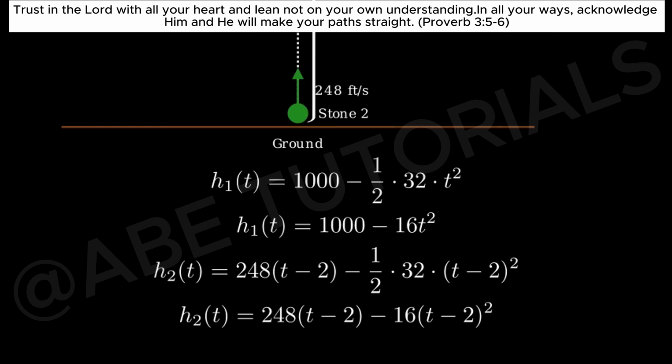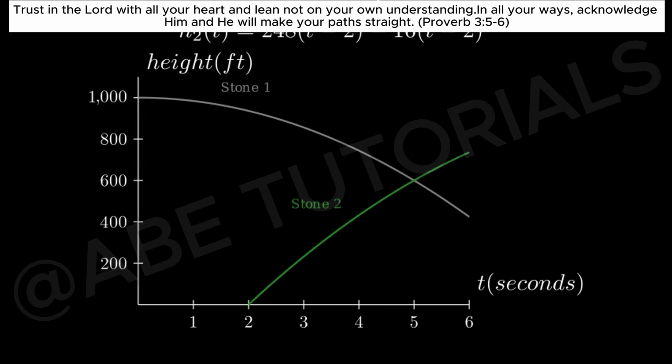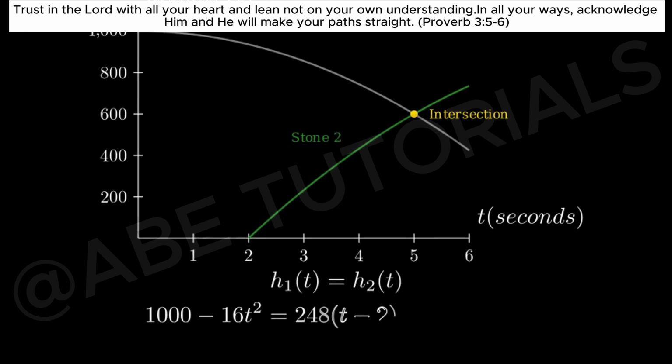Let's visualize how these two stones move. Stone 1 starts at 1,000 feet and falls downward, while stone 2 starts at the ground at t equals 2 seconds and moves upward. At some point, these stones will pass each other. To find when and where the stones pass each other, we need to find the time when both stones are at the same height. That means we set h1 of t equal to h2 of t and solve for t. 1,000 minus 16t squared equals 248 times (t minus 2) minus 16 times (t minus 2) squared.